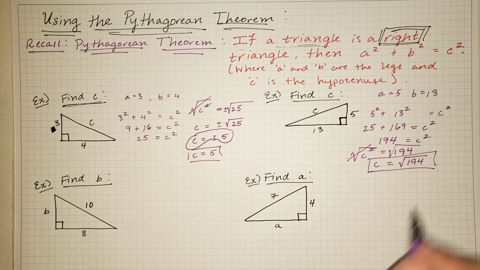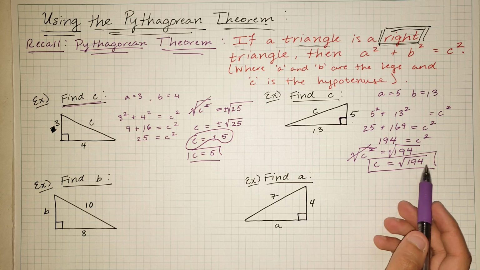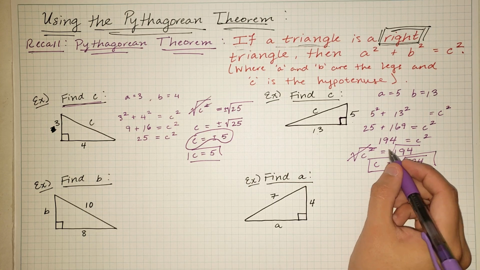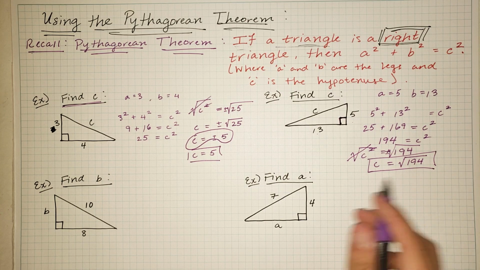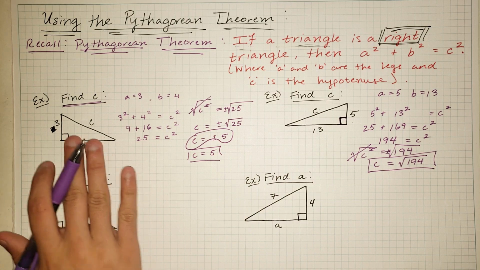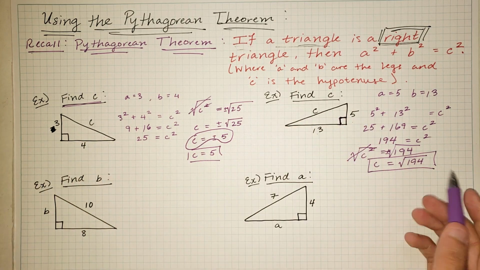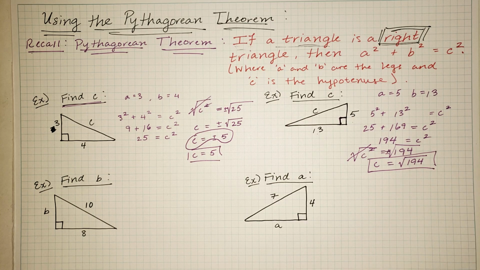We'll keep it in exact form. And that's it. We get c is equal to the square root of 194. I should have added the plus or minus here, but now you guys should see that in this case the minus doesn't apply because we're talking about lengths. So we just get c equals the positive square root of 194.